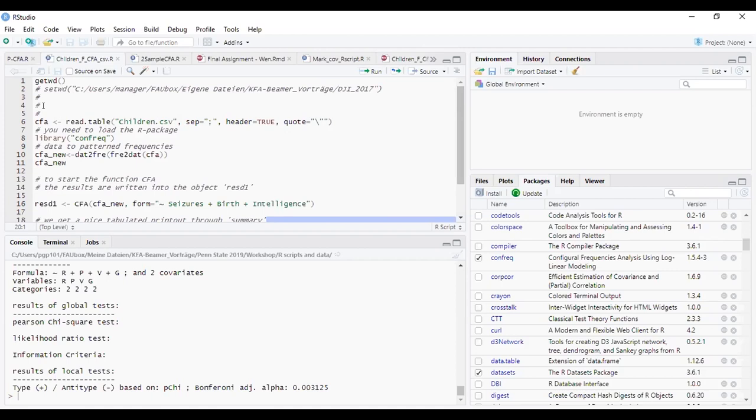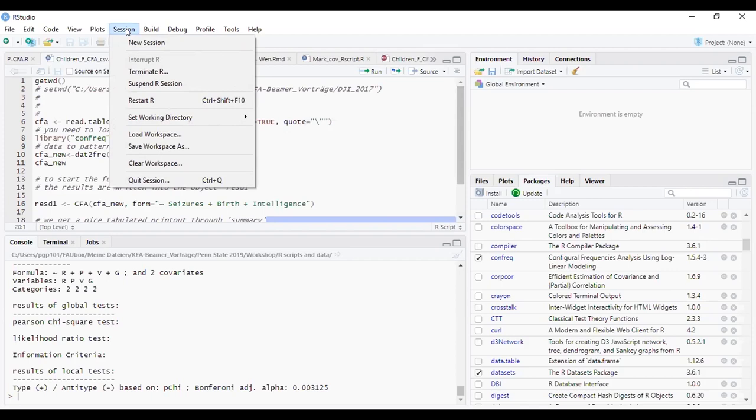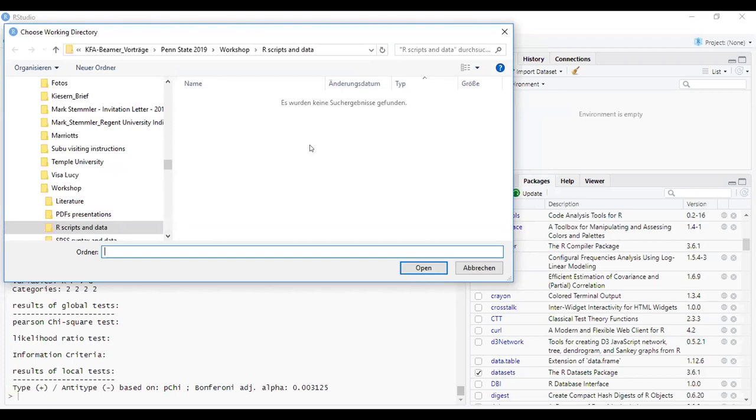So, first of all, if you're not familiar with R, you need to set a working directory. You can do this easily with RStudio. You go to session, set working directory, and then you choose the directory, because the R scripts and the data need to be in one directory. So here I use this Penn State workshop R scripts and data, and I selected this directory.